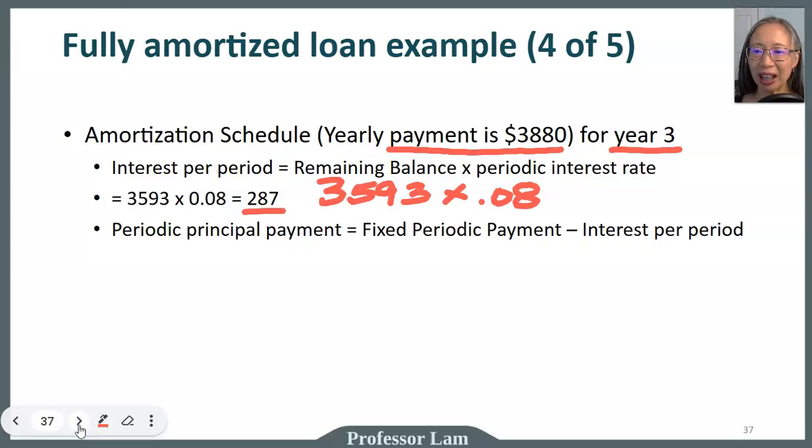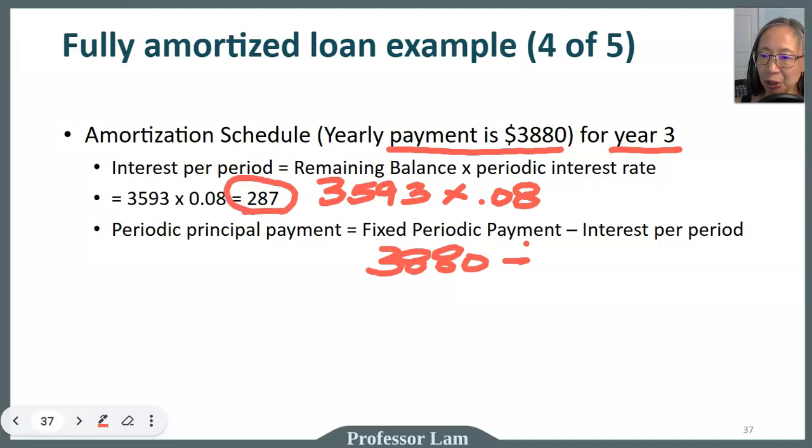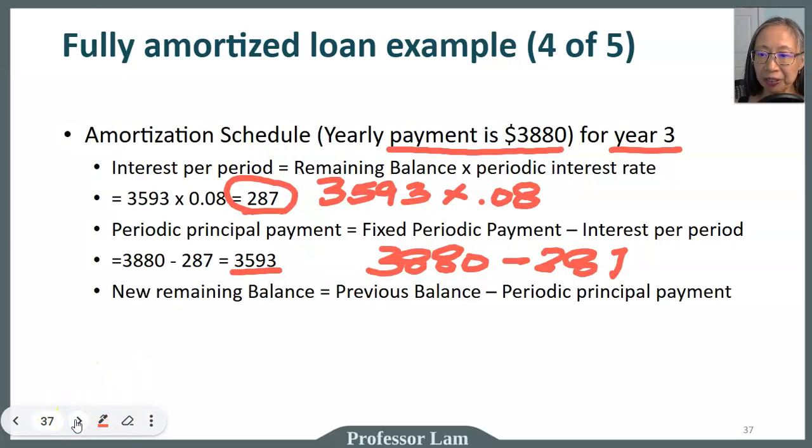Hopefully so. Now for the principal portion, we write a check or make a payment of $3,880. Interest for year 3 is $287. So our principal portion in year 3 is $3,593. Now this is the amount that will reduce our principal. Our previous balance was $3,593. This is how much we owe in the beginning. We make a principal payment of $3,593, so our new balance is 0.